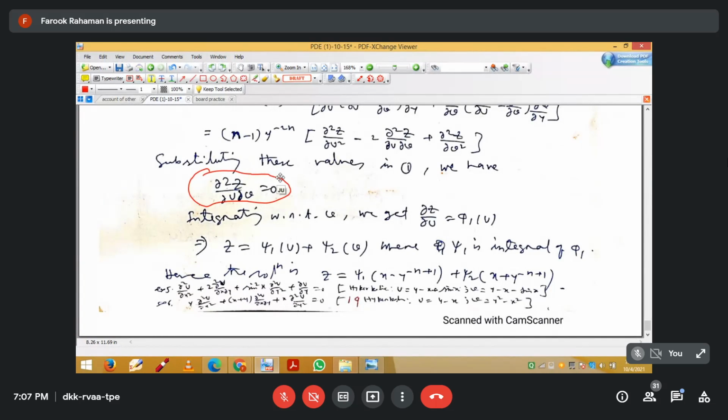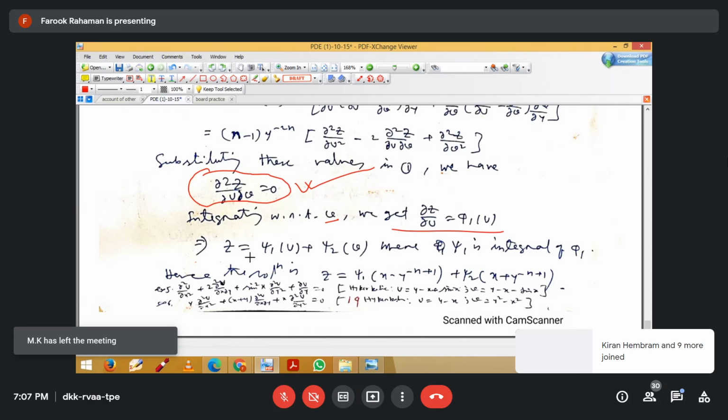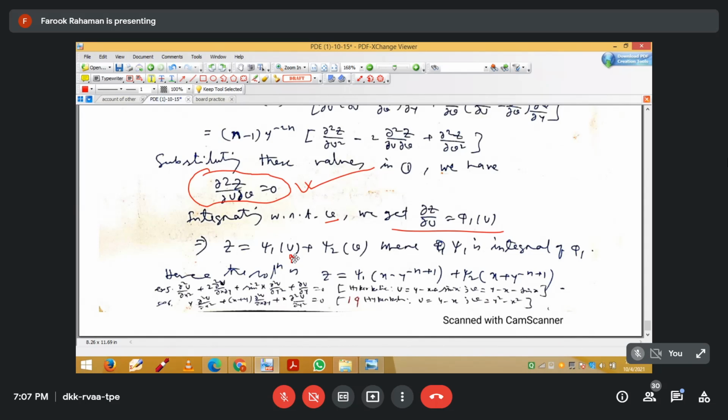All the quantities have vanished. So this is our canonical form. And to solve it very easily, integrating with respect to U and then with respect to V, one can easily find the solutions. One can note that the solution comes out in terms of U and V. But we already know the values of U and V, so replace U and V.